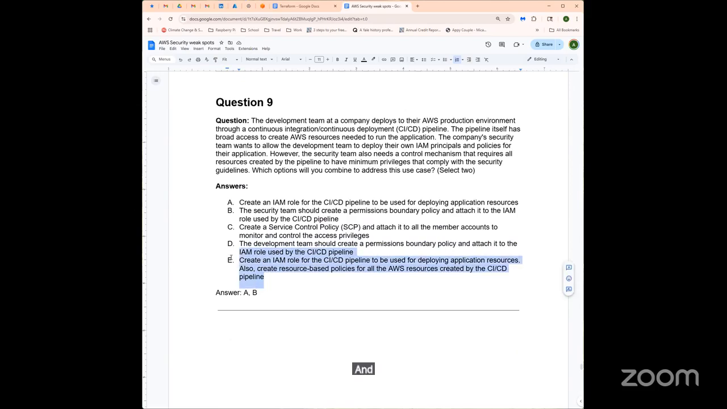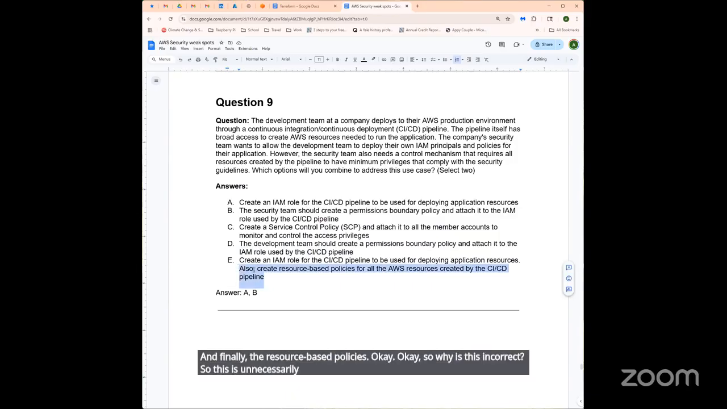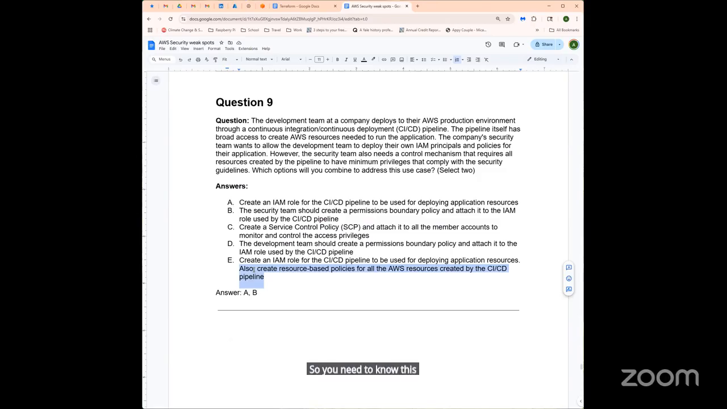And finally, the resource-based policies. Okay, so why is this incorrect? This is unnecessarily complex. Not all AWS resources support resource-based policies. So you need to know this to know which ones are incorrect. That's how you deduce how to get there.